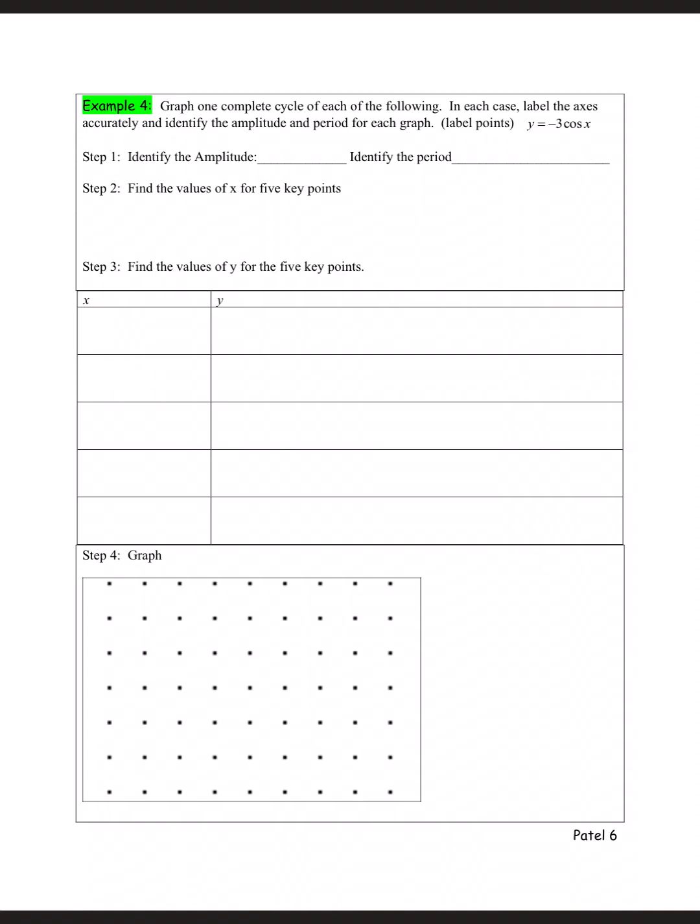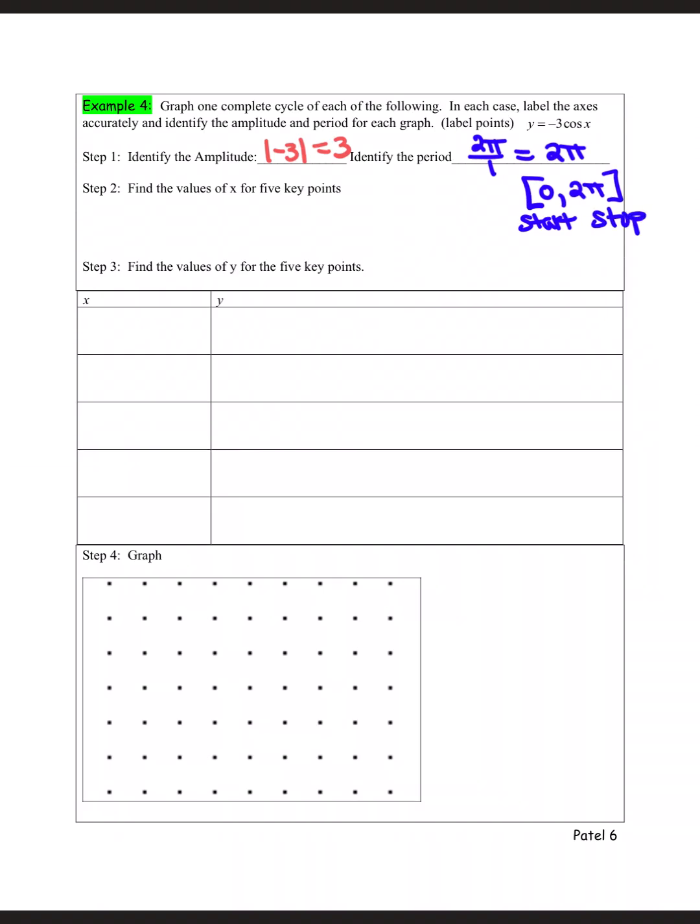We're going to graph y equals -3 cosine of x. Once again, the amplitude here is the absolute value of -3, which is 3. The period is 2 pi divided by 1, which is 2 pi. So in this case, once again, because there's no phase shift, we're going from 0 to 2 pi. So we're going to start at 0 and stop at 2 pi.